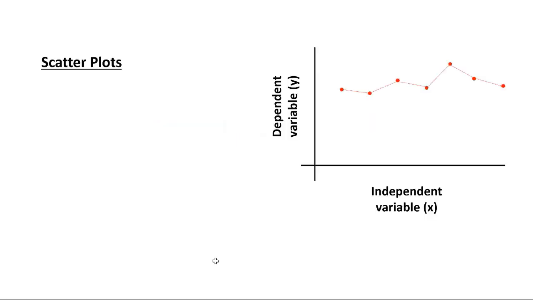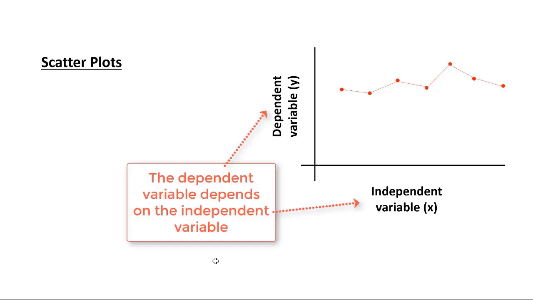In a scatter plot, we have an independent variable. A lot of times we call that X, that kind of goes on this horizontal axis. And then we have the dependent variable. Oftentimes we call this Y, that goes on the vertical axis. The dependent variable is some sort of property or variable that depends upon the independent variable.